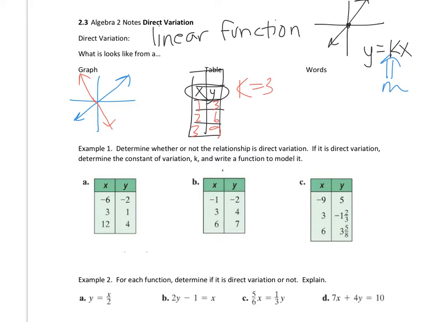On a table, you can also tell because when you divide the y's by x, you always get the same number every time. So 3 divided by 1 is 3, 6 divided by 2 is 3, 9 divided by 3 is 3. Therefore, k is 3. In words, it's a proportional relationship. It's linear, and the y-intercept, the starting amount, is 0. The initial is 0.